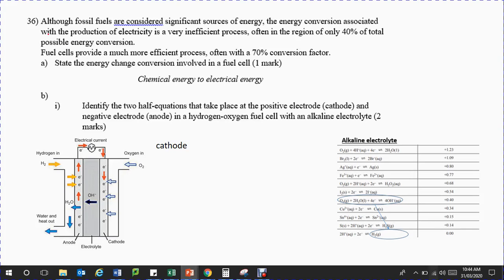Okay, question 36. We're having a look at fuel cells. It says fuel cells provide a much more efficient process, often with a 70% conversion factor. State the energy change conversion involved in a fuel cell.